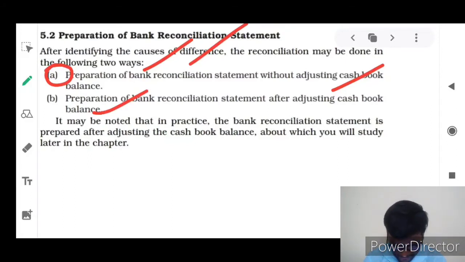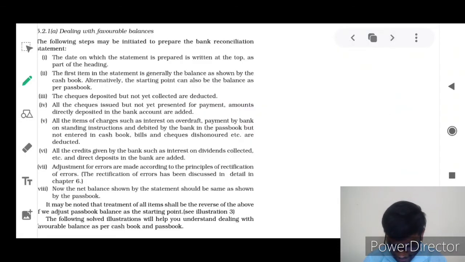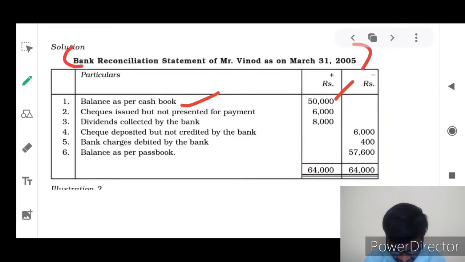It may be noted that in practice, the bank reconciliation statement is prepared after adjusting the cash book balance, about which you will study later in this chapter. So first we are going to discuss what? Preparation of the bank reconciliation statement without adjusting the cash book balance. To prepare the bank reconciliation statement under this approach, the balance as per cash book or as per passbook is the starting point. So what is the starting item? That may be the balance as per cash book or the balance as per passbook.